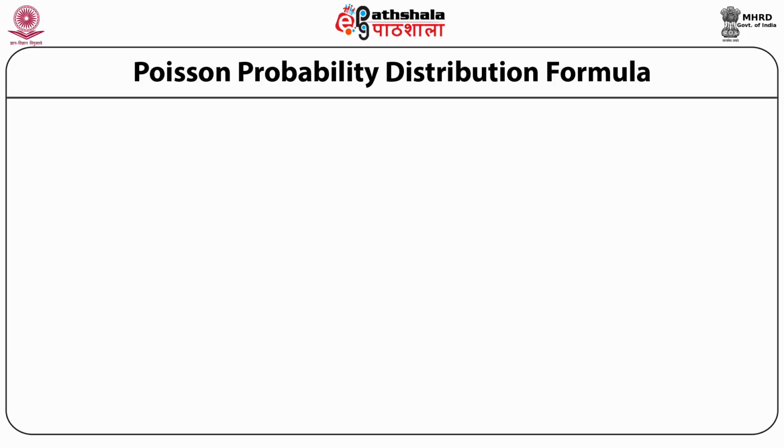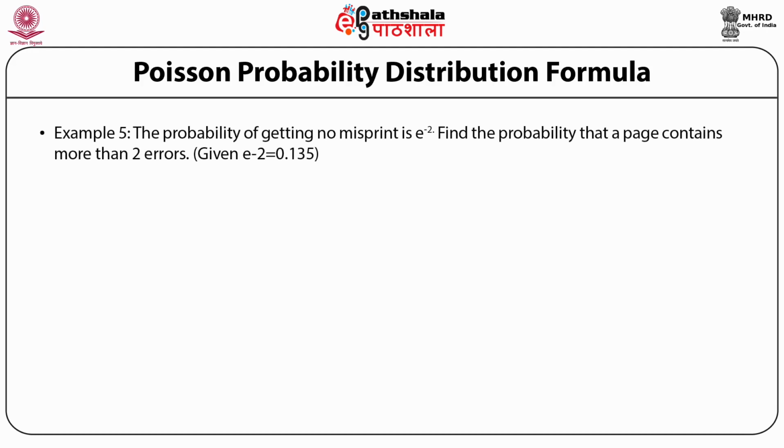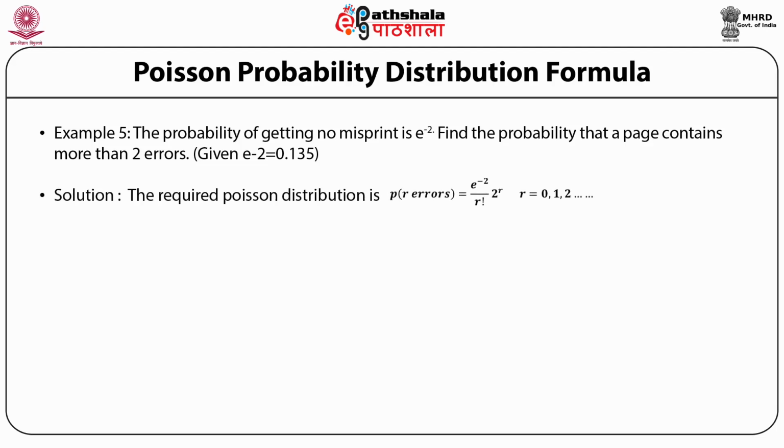Now next example: the probability of getting no misprint is e raised to power minus 2. Find the probability that a page contains more than 2 errors. The required Poisson distribution is: probability that there are r errors is equal to e raised to power minus 2 into 2 raised to power r upon r factorial.